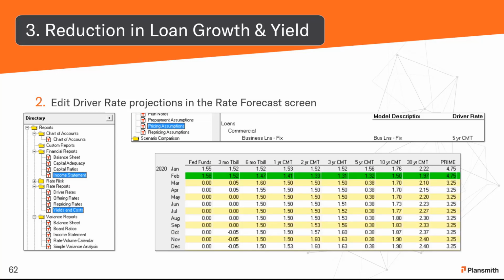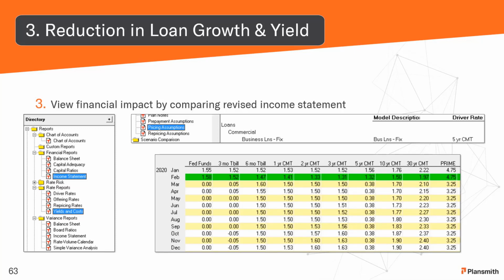In the rate forecast screen, adjust the 5-year CMT forecast to reflect the current rate environment in the first forecasted month. Then add your predictions for the remainder of the current year or additional years to test the impact on the future. Then simply compute the plan and generate a new income statement and yields and cost report to compare against the base case.